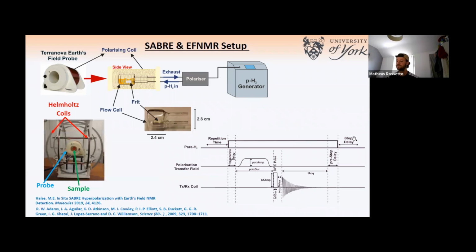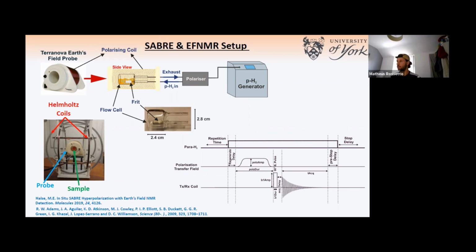Next slide, please. So how does the in-situ SABER, how do we achieve it? Well, we have these two coils. I show the polarizing coil above there on our Terra Nova Earth's field probe. It's a built-in coil. And we have these Helmholtz coils, which I show below. By passing current through these coils, we can achieve magnetic fields in the polarization transfer field range.